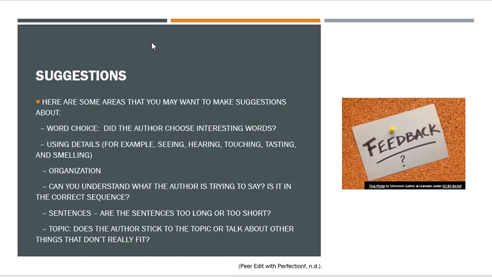Here are some areas that you may want to make suggestions about. Look at word choice. Did the author choose interesting words? Look at using details. For example, seeing, hearing, touching, tasting, and smelling. Did they use the senses while writing? Look at their organization. Also, can you understand what the author is trying to say? Is it in the correct sequence? Look at sentences. Are the sentences too long or too short? And then next, look at the topic. Does the author stick to the topic or talk about other things that don't really fit?